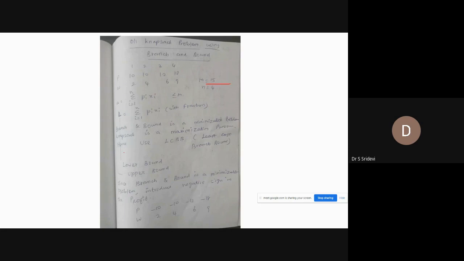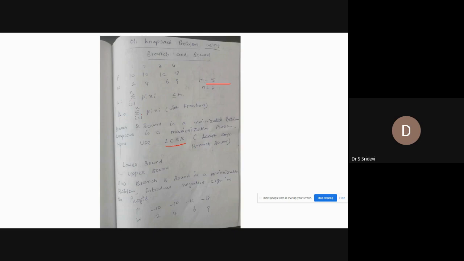Is it clear? So hence, in order to satisfy both the minimization problem as well as the maximization problem, here we are going to use the concept called LCBB, that is least cost branch and bound algorithms. For this, first you define the lower bound as well as the upper bound. Actually both have the same equation only.